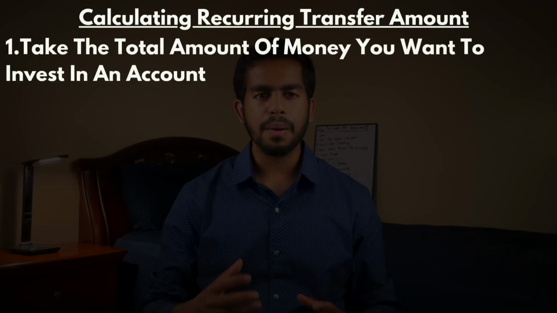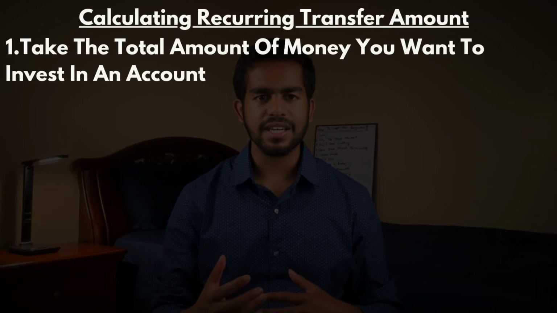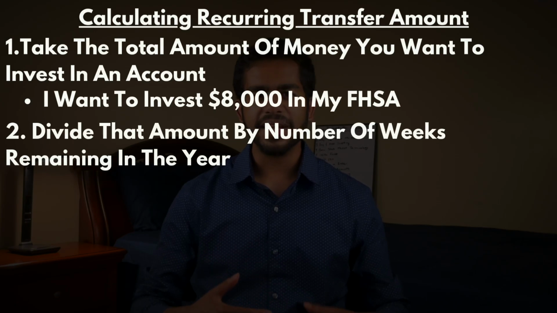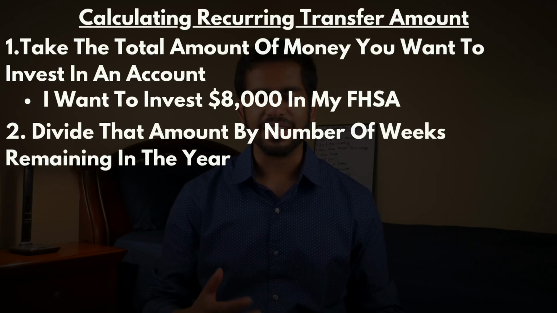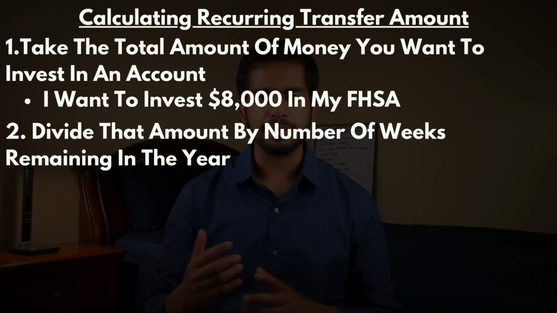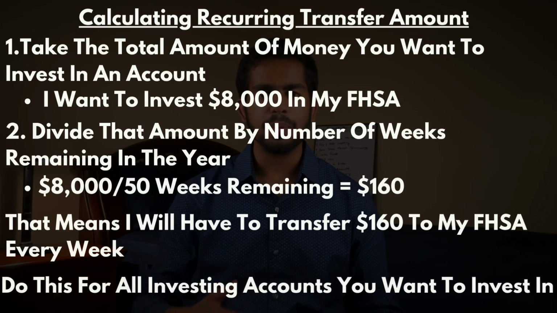All that money you want to invest this year is in your bank account or will come to your bank account via a paycheck in the future. You have to set up a recurring schedule to transfer that money into your investing accounts. To do this, first take the total amount of money you want to invest into a specific account for this year. So I want to invest $8,000 into my FHSA. Then take the number of weeks remaining in the year. Let's just say 50 weeks left in the year. Divide the investment amount by the number of weeks to see how much money you have to transfer on a weekly basis. So in this example, that would be $160.